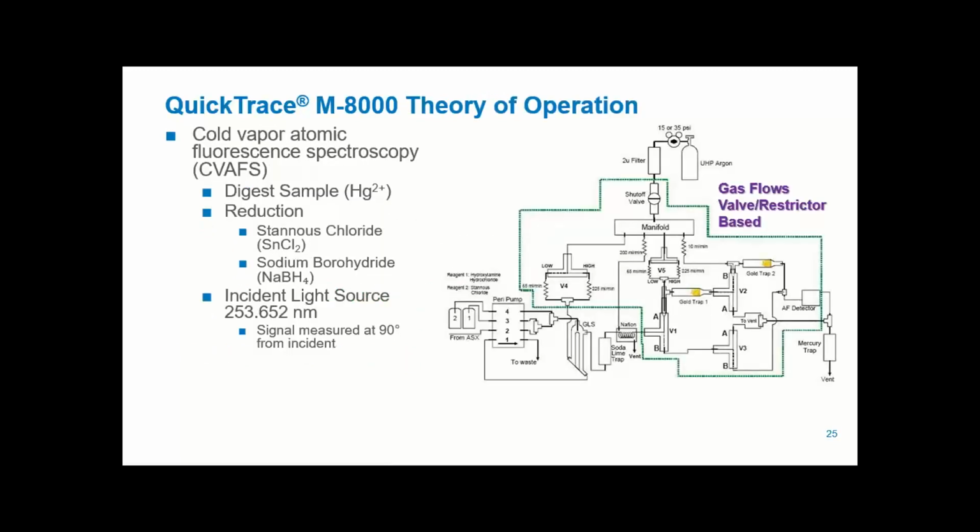So here is the flow path for the M8000 and some theory of operation. It operates by cold vapor atomic fluorescence, as I've said. So we're going to digest our samples to get the mercury into the +2 valent state. Then we're going to reduce that to elemental mercury by sodium borohydride or stannous chloride, depending on your method. And then we'll detect it with an incident light source at 253.652 nanometers. And atomic fluorescence is the signal measured at 90 degrees from the light source.